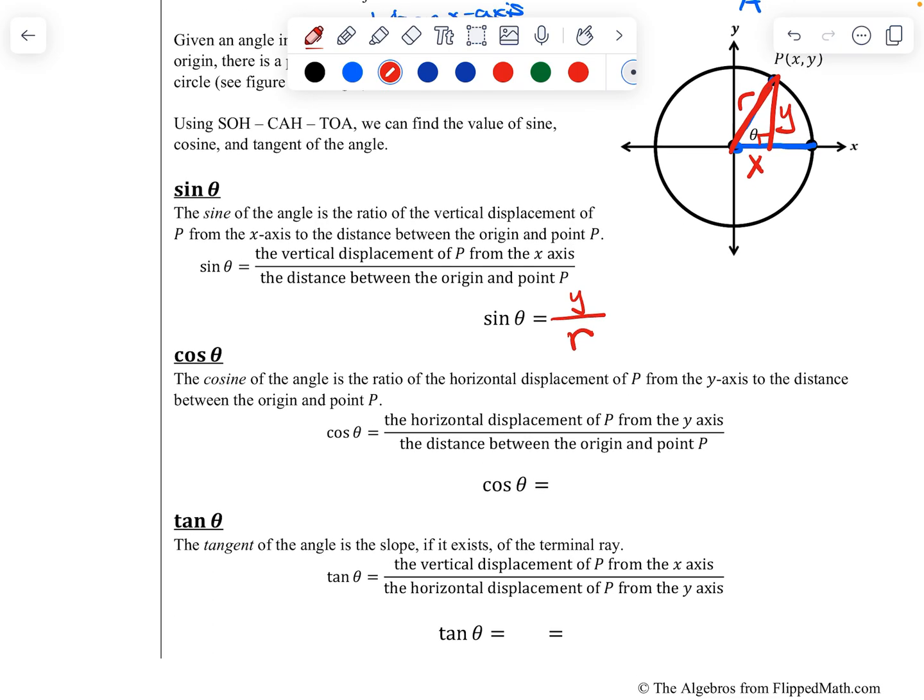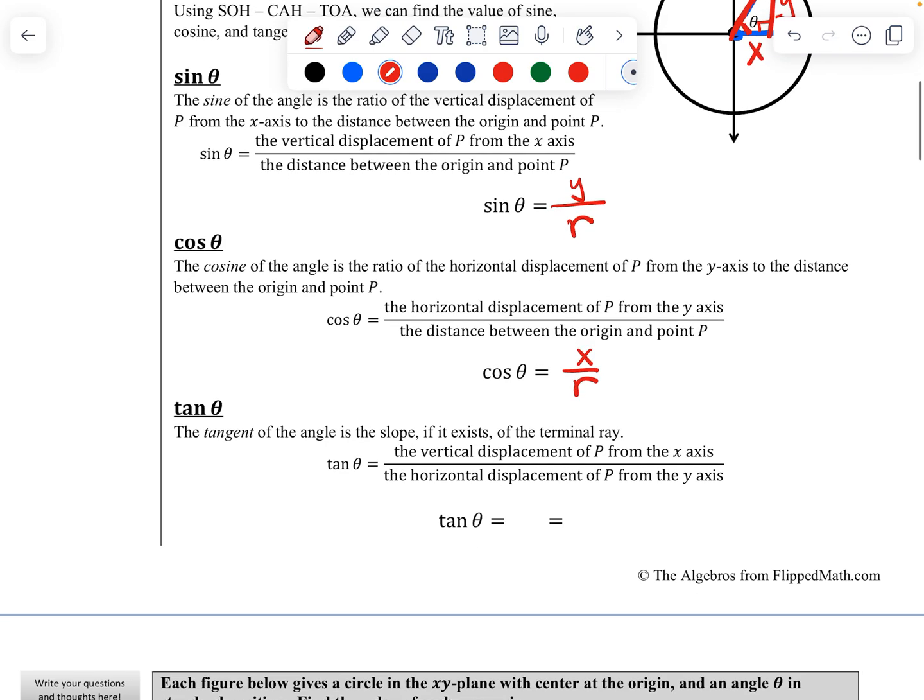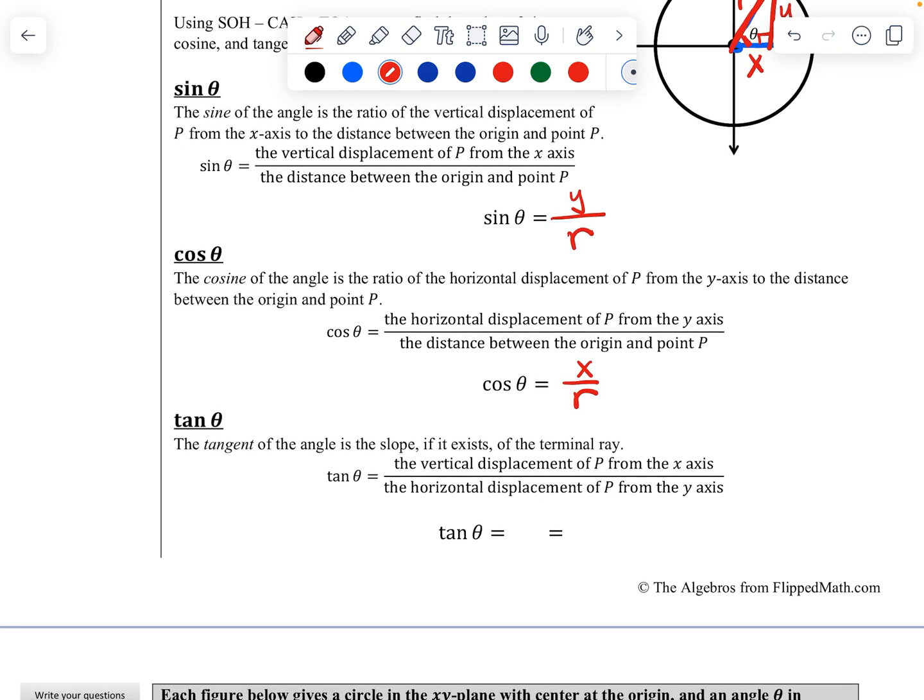Cosine, and again, theta, we're using this angle at the origin. So cosine is adjacent over hypotenuse, so that is x over our radius. And tangent, opposite over adjacent, so that's our vertical over our horizontal.